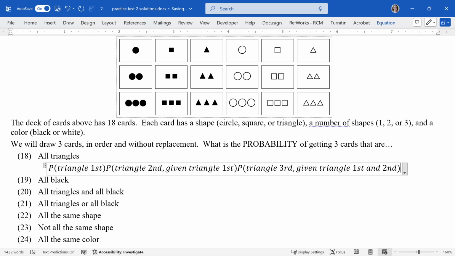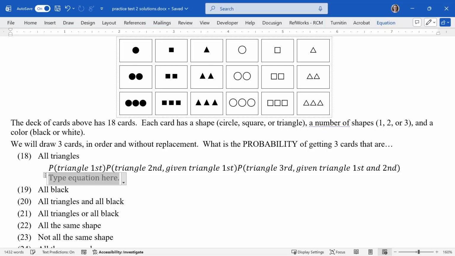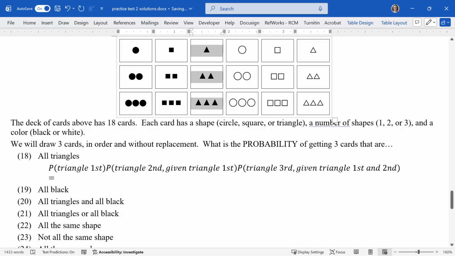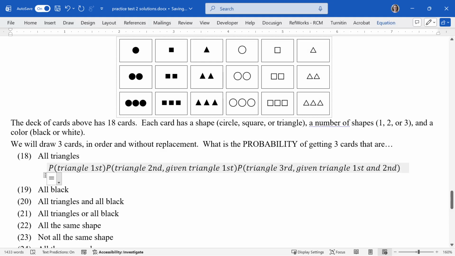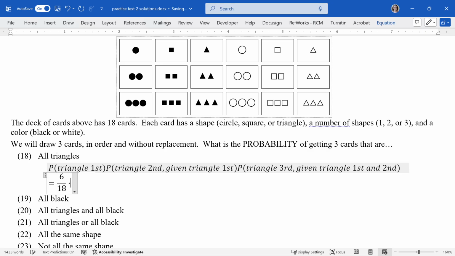Okay, that's one way to do this problem. Another way to do it, I'll show you in a second, but all right, so probability of getting a triangle first is there are 6 triangle cards out of 18 cards. So this is 6 out of 18. And then the probability of getting another triangle once I have already taken a triangle out, because I'm drawing without replacement, how many triangles will be left? There'll be 5 triangles left. And how many total cards will be left? There will be 17 cards left. And then for my third number here, probability of getting another triangle, given that I've already taken 2 out, there'll be 4 triangles left out of 16 cards left total. So this is one way of doing it.